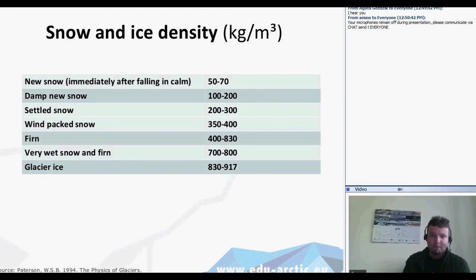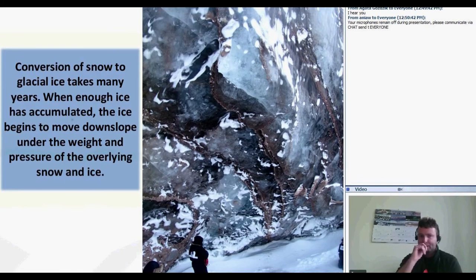When there is wind, it can also pack the snow. So between 350 and 400 there is wind-packed snow. Firn is between 400 kilograms up to 830. And very wet snow and firn is 700 up to 800 kilograms per cubic meter. And then there is glacier ice with huge compaction. The mass density is 830 up to 917 kilograms per cubic meter. So this conversion of snowflakes to glacier ice can take many years, of course.